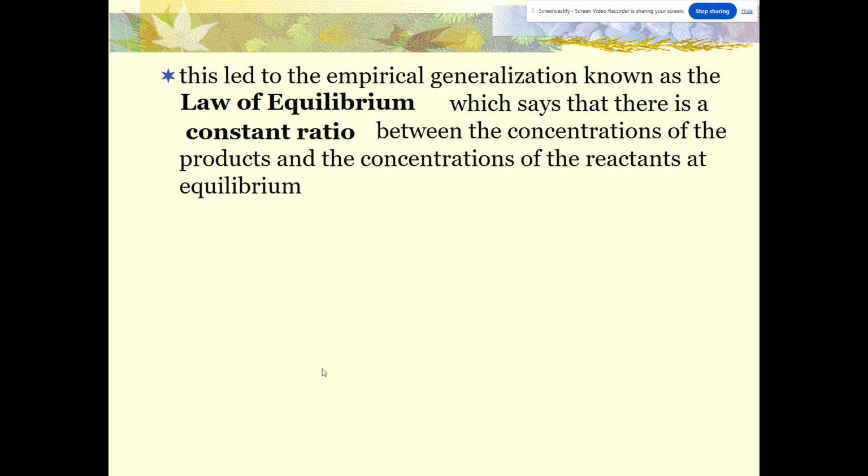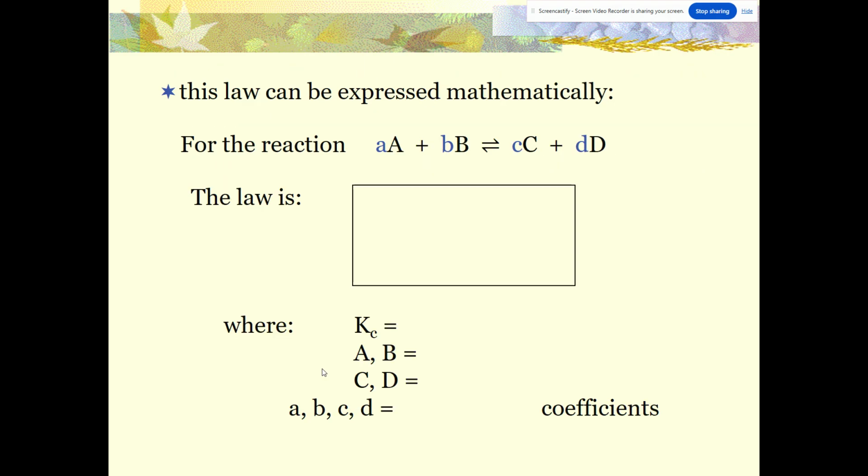So this leads us to the law of equilibrium, which says that there's a constant ratio between the concentrations of the products and the concentration of the reactants at equilibrium. So if I have the following reaction, aA plus bB equals cC plus dD, the little a's and b's and c's and d's are balancing coefficients. This is how we are going to write our equilibrium expression.